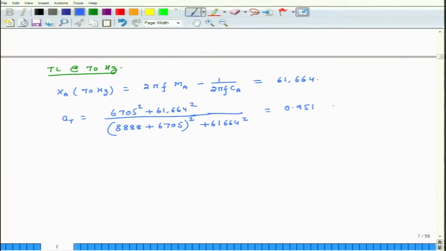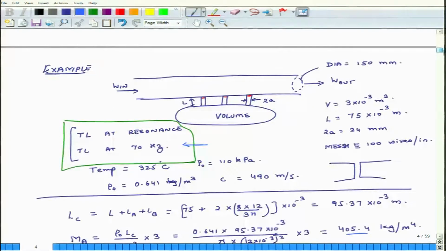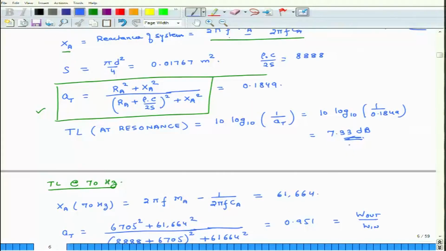So, what is AT? It is basically equal to the ratio of W out divided by W in. Okay. So, what this tells me is that at 70 hertz, if I am sending 1 watt of sound energy, 0.95 watts are getting out. So, virtually all the sound is getting out. So, this resonator is not doing a good job at 70 hertz, but it does a pretty good job at resonance, you see, because the value of AT is 0.1849. If I send in 1 watt, only 0.18 watts are getting out.